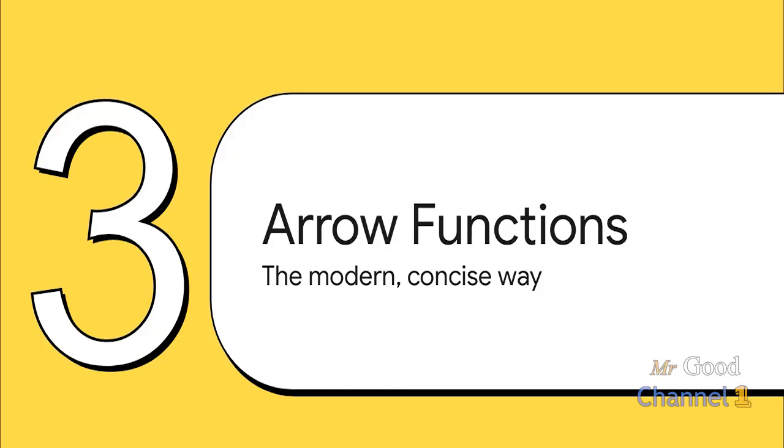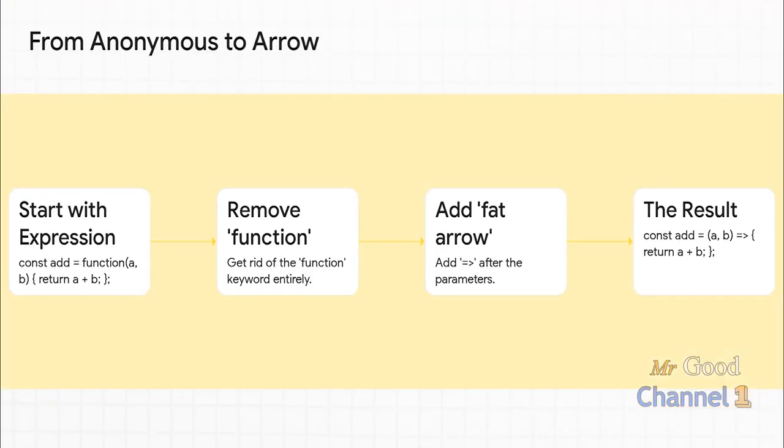Now, let's get to the main event, the modern, sleek, and powerful arrow function, which came to us with ES6. And turning a classic function expression into an arrow function, it's surprisingly easy. Check this out. You start with your function expression. Step 1, just delete the function keyword. Step 2, right after the parameters, you add what we call a fat arrow. That's just an equal sign followed by a greater than sign. And that's it. You're left with a much cleaner, modern arrow function.